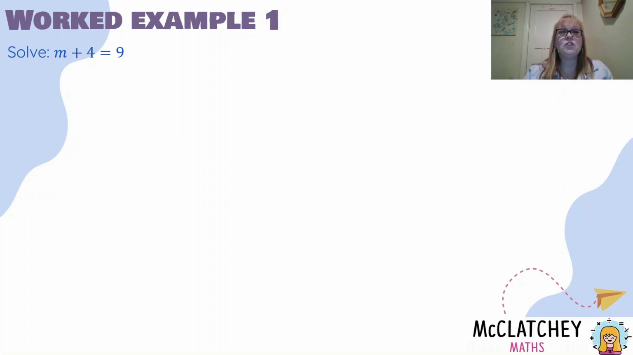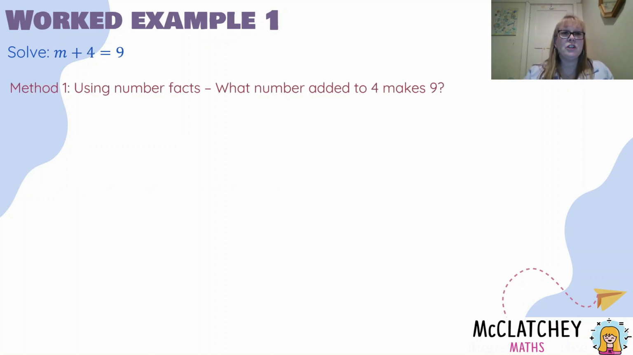So we could do this first one by inspection. m plus 4 equals 9. So what I mean by inspection is, this is my first method. I could just use my number facts and simply ask myself, if I add a number to 4, what number would I have to add to make 9? Now, most of you could take the number 4 and then count on 5, 6, 7, 8, 9. And you've worked out that you have to add 5 on. So you could do it that way, or you could use your ruler and count on to 9.